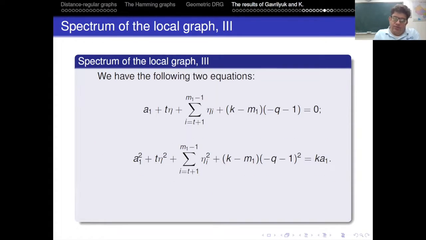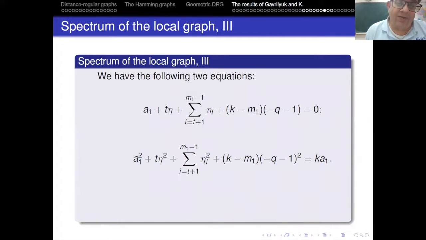So we have two equations, yes? We have many unknowns because we don't know the eta i's, for i from T plus 1 to M1 minus 1. So we have a lot of unknowns. It is very amazing. The first equation says the trace of the adjacency matrix of the local graph must be 0. And the second equation says the trace of the adjacency matrix squared must be K times A1.